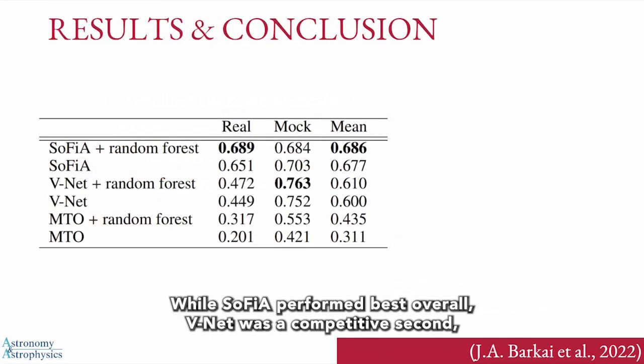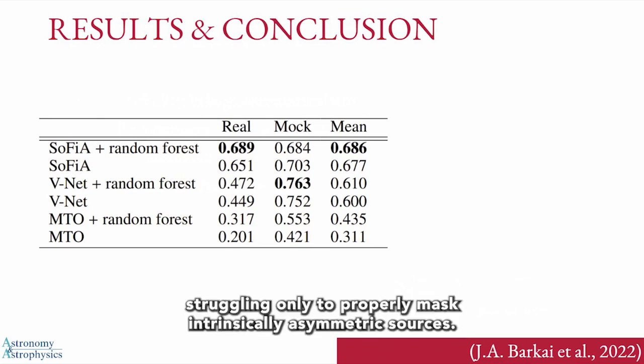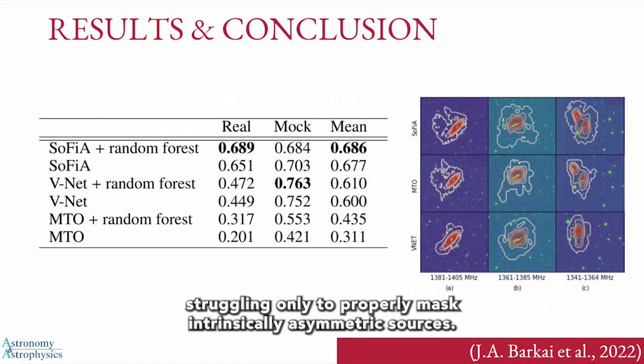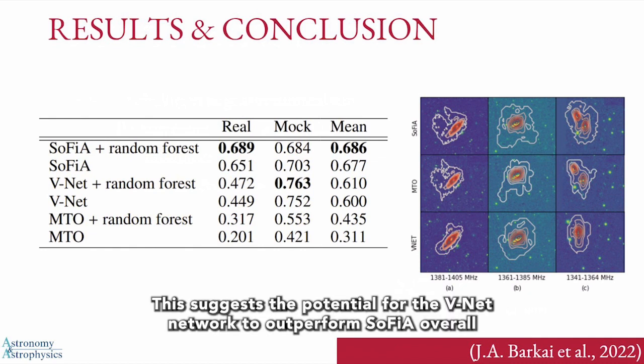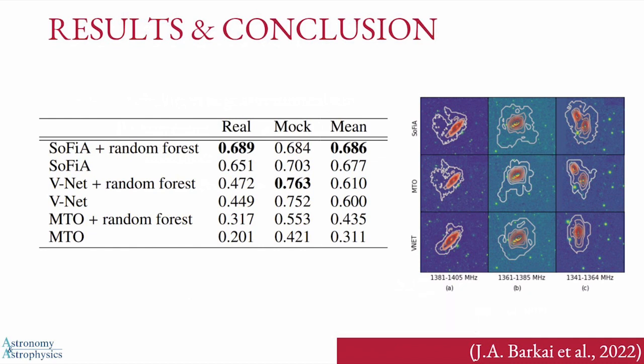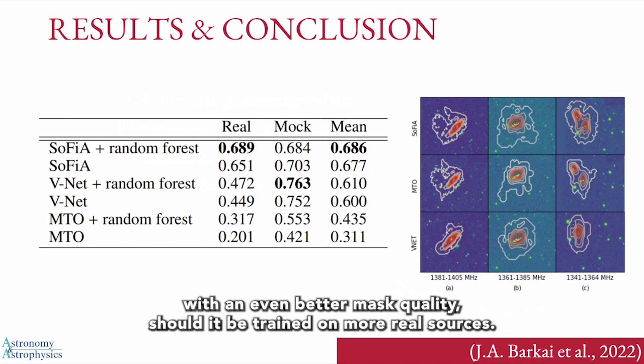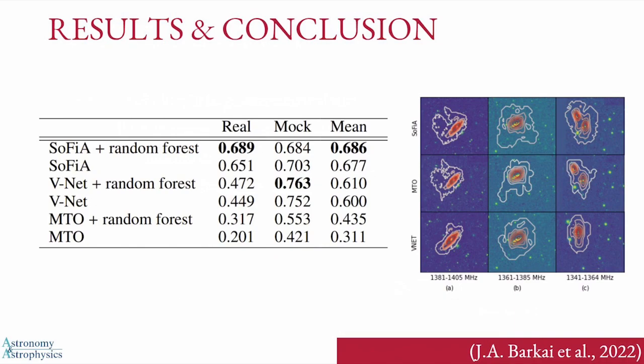While SoFiA performed best overall, V-Net was a competitive second, struggling only to properly mask intrinsically asymmetric sources, since the network was primarily trained on symmetric mock galaxies. This suggests the potential for the V-Net network to outperform SoFiA overall, with an even better mask quality should it be trained on more real sources.